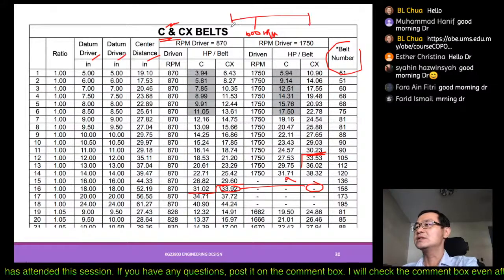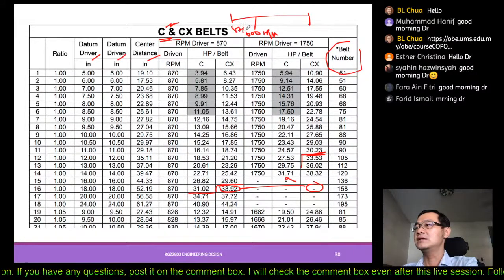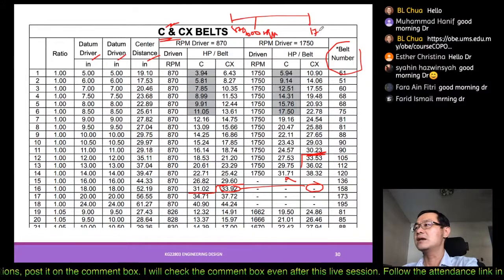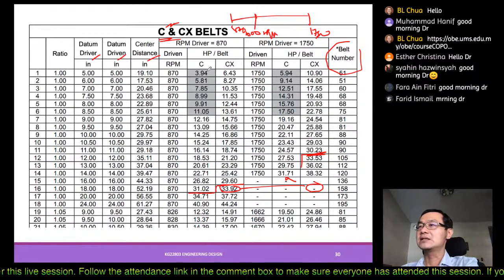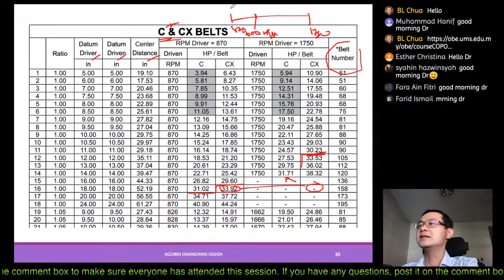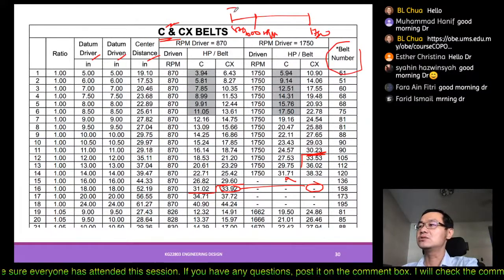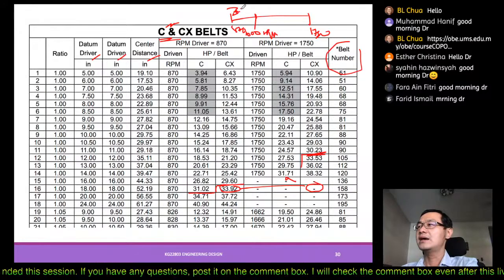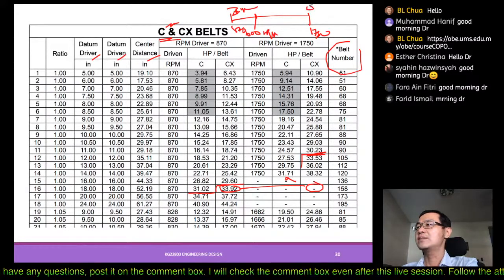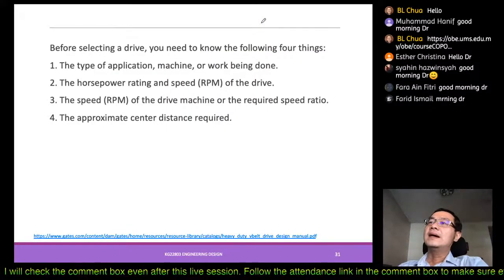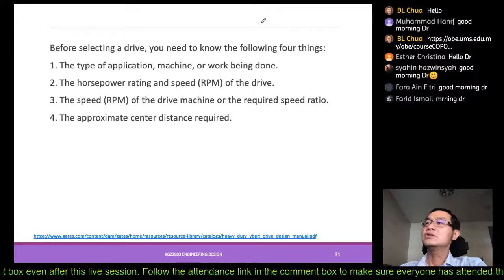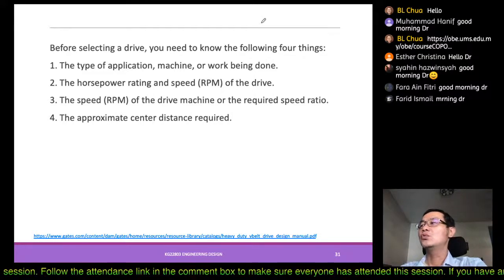This is 870, here is 1750. We want to know what is 1000 rpm, the rated power that it can carry. So this is 33.92. Okay, this is another number, right? So we interpolate accordingly.